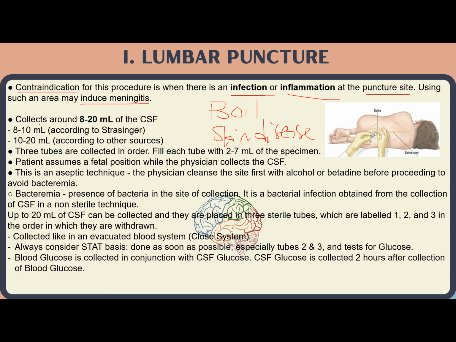Now, the doctor would usually collect around 8 to 20 ml of CSF. Now, there are two sources, class. According to Strasinger, it would be 8 to 10 ml. According to other books and references, it would be 10 to 20 ml. So let's just stick with 8 to 20 ml of the CSF. Now, when collecting CSF, class, three tubes are collected in order. Each tube, class, would be filled with 2 to 7 ml of CSF.